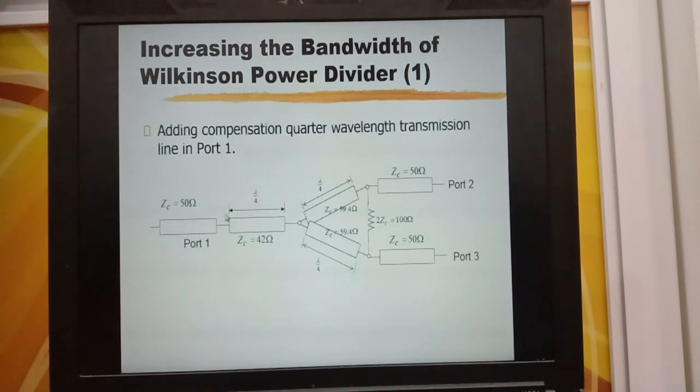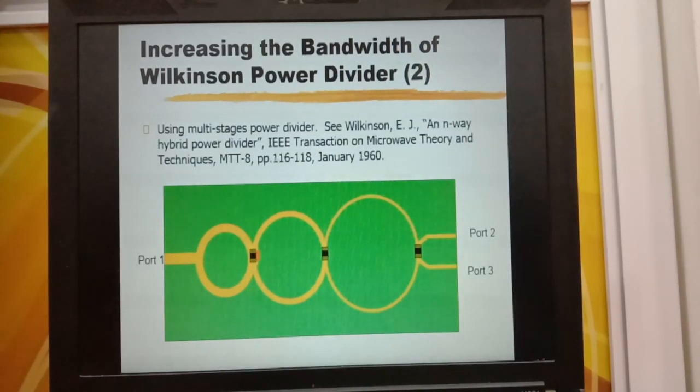Because the transform of impedance is done in two steps instead of one step, this will give rise to a wider bandwidth, because the impedance step for each quarter wave transformer is smaller. Alternatively, we can make use of three stages of Wilkinson power divider to increase the bandwidth. This is an example of a multi-stage power divider.